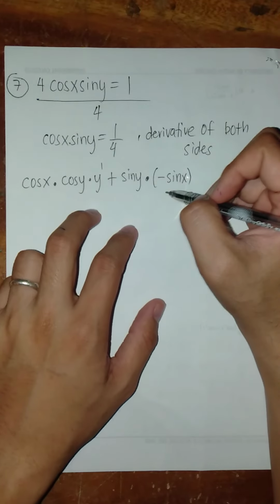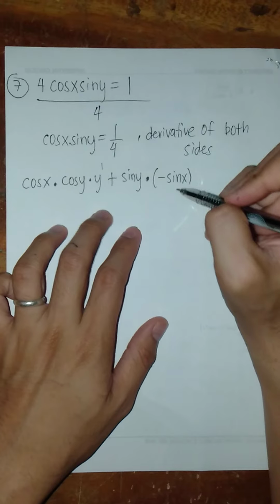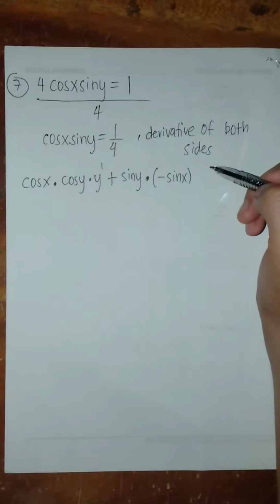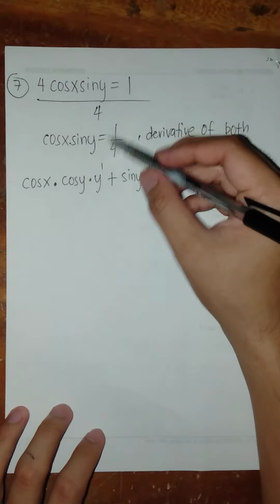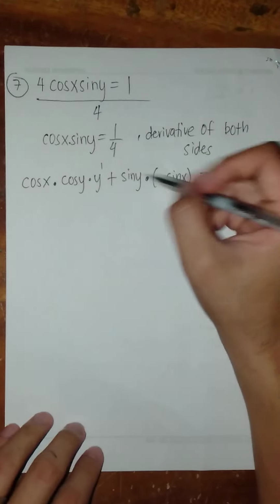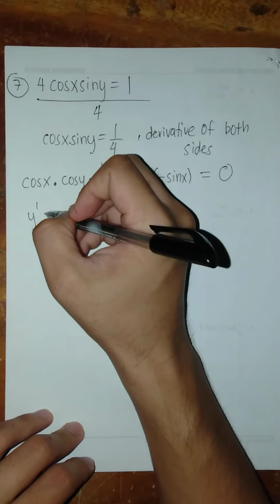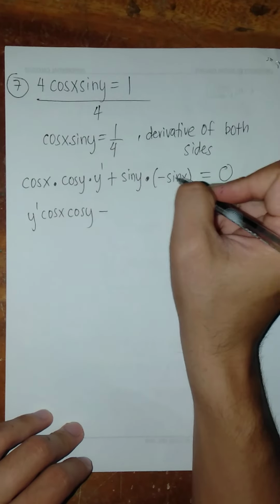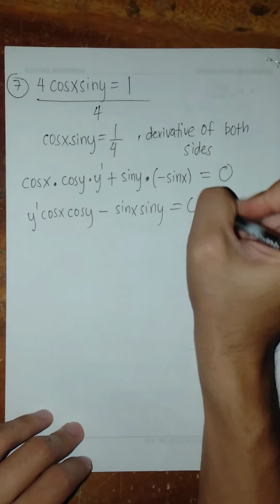So, product rule to. Kaya nga, guys, I always reiterate, dapat at this point, alam na alam niyo yung paggamit ng product rule. Okay? Next. Is equals to, derivative of constant 1/4. Of course, 0 na yan, di ba? So, mas padali na. So, multiply nyo na lang. So, y prime times cosine x times cosine y. So, y prime cosine x, cosine y, minus sin x, sin y is equals to 0.